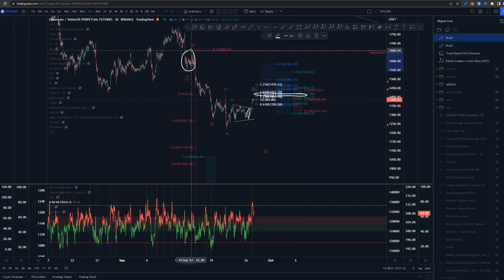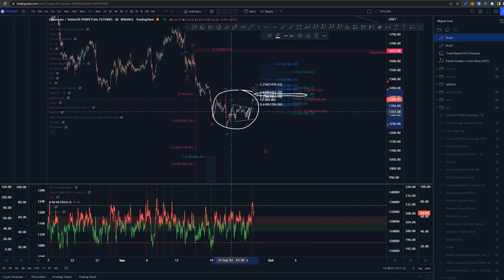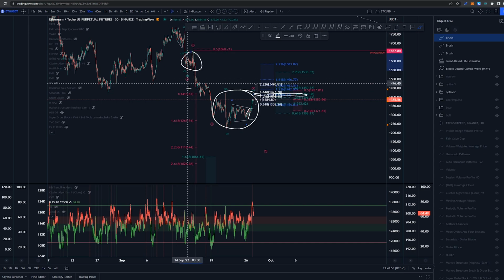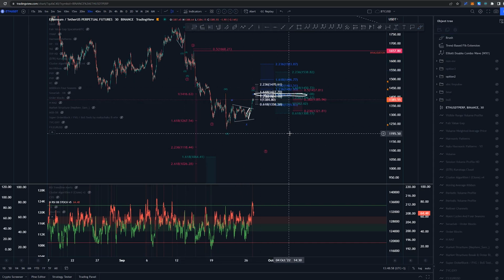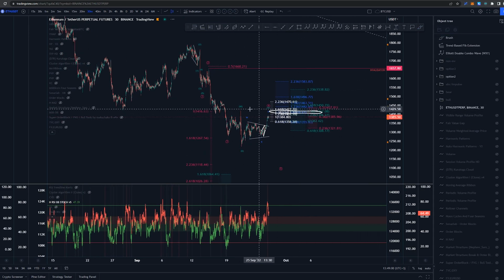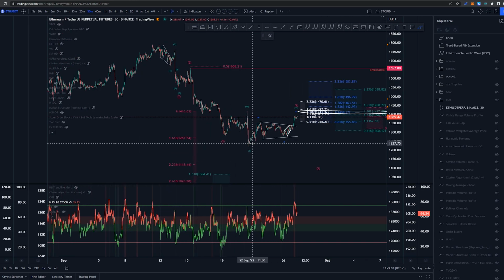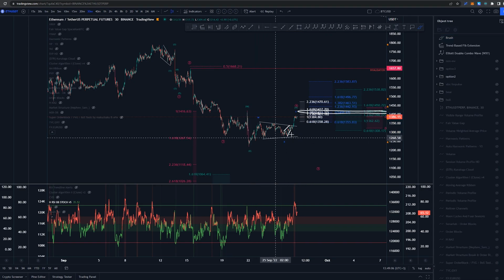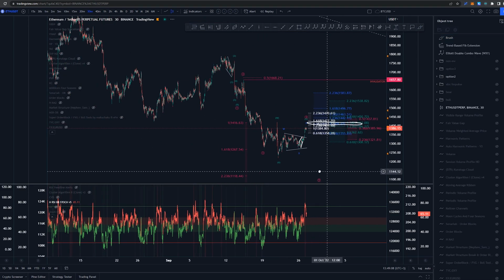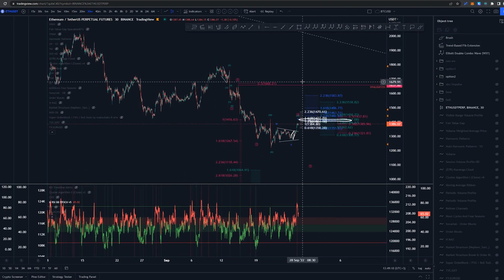Although again, wave 2, comparing it to the wave 4 here, is getting kind of out of proportion. But yeah, I just can't say that we ended it here, because again, this was a 3-way structure. So yeah, we'll see. But I think that is pretty much everything I wanted to cover on Ethereum today.